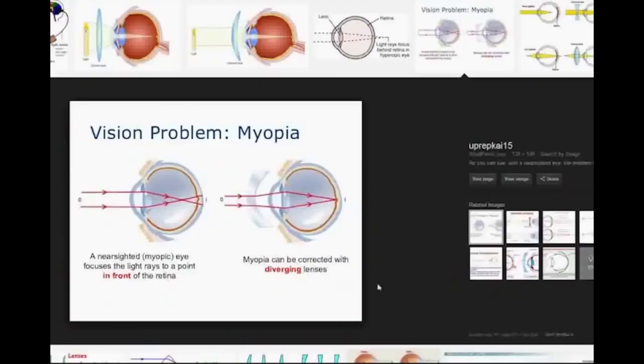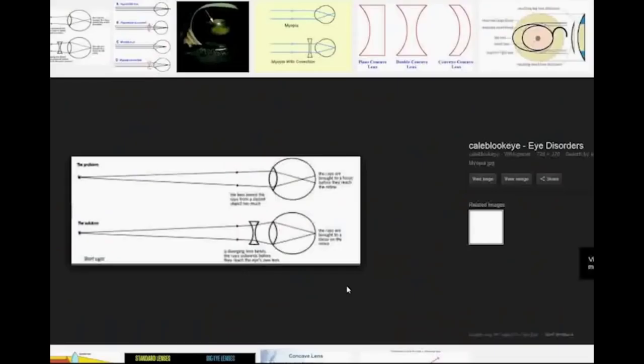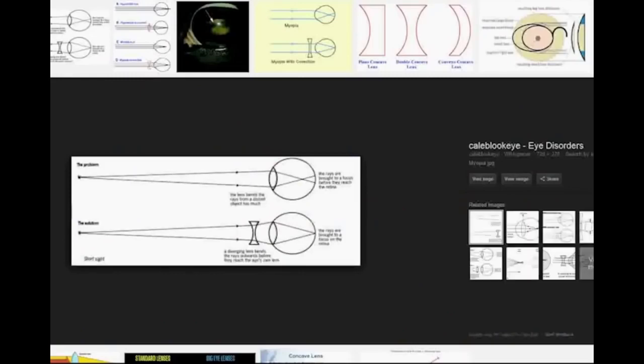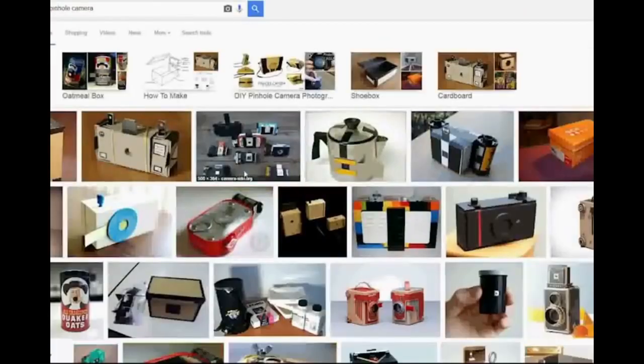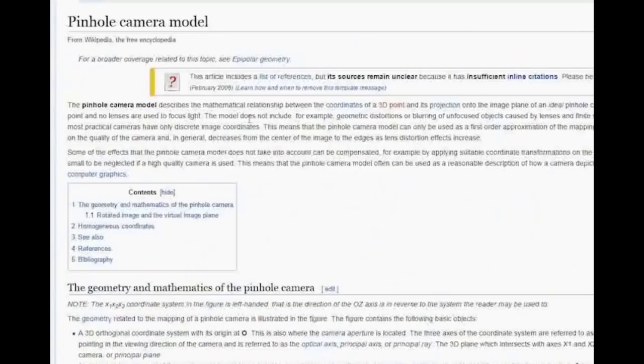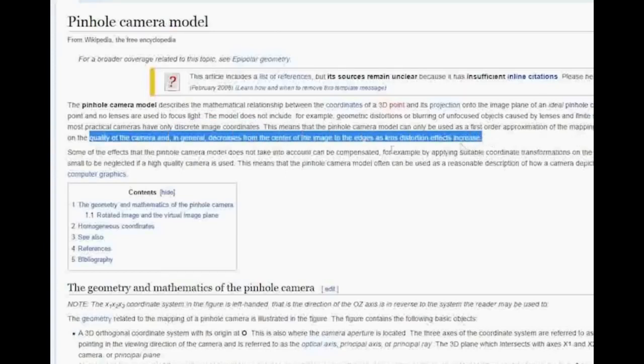But at what point does the lens in our eye affect the angle of elevation, and at what point does it cause things on the horizon to converge? After all, the further away something is, the more likely it is to be affected by the curvature of our lens. You can try a pinhole camera, but the pinhole camera model does not include, for example, geometric distortions or blurring of unfocused objects caused by finite-sized apertures. It also does not take into account that most practical cameras have only discrete image coordinates. Its validity depends on the quality of the camera, and in general decreases from the center of the image to the edge of the lens, where distortion will increase.